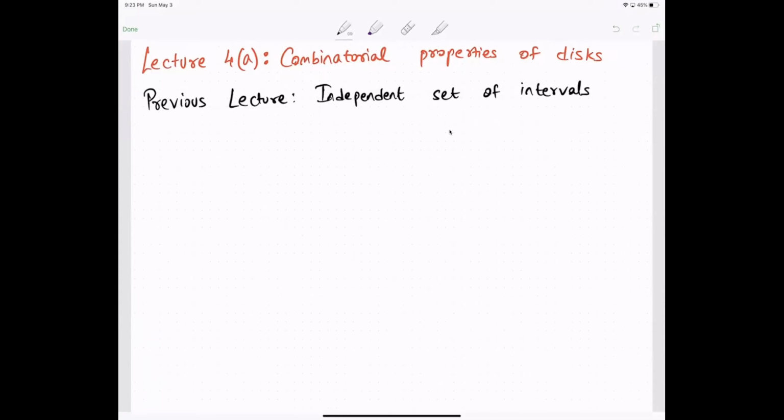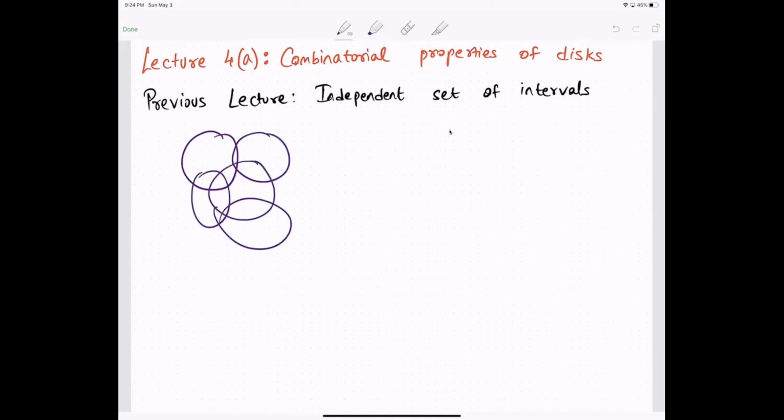But before we go there, we need to understand some combinatorial properties of disks. So the first half, or the majority of this lecture, will be about understanding these properties of disks. Okay, so let's get started. Just a quick reminder as to what an independent set is, because we'll be dealing with this. Let me draw a few of them here. If it's the unweighted case where the disks have no weights, then the largest independent set would be, say, these three.